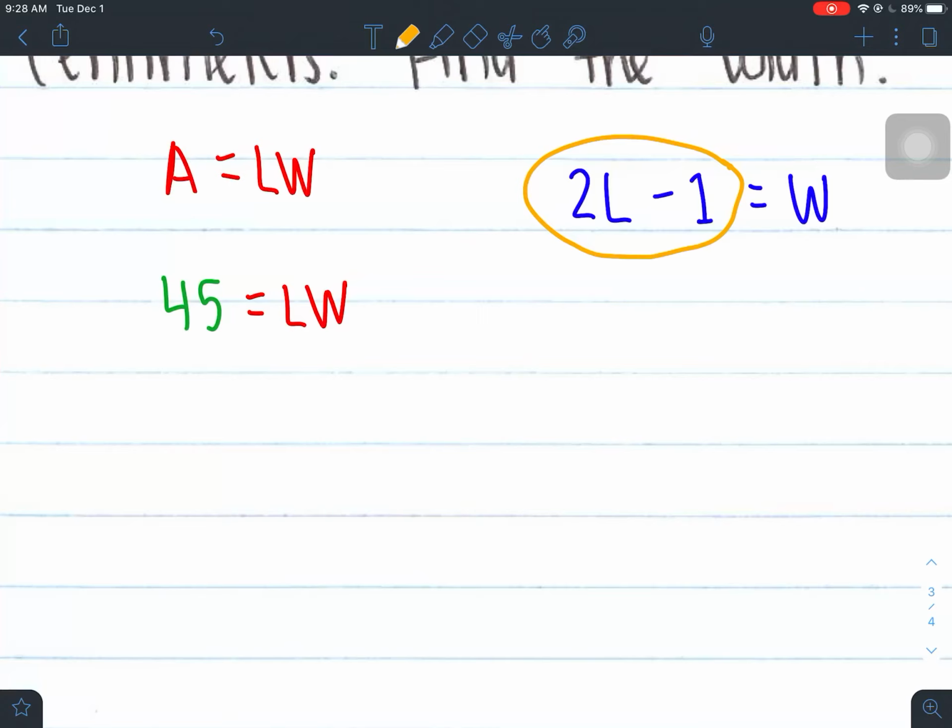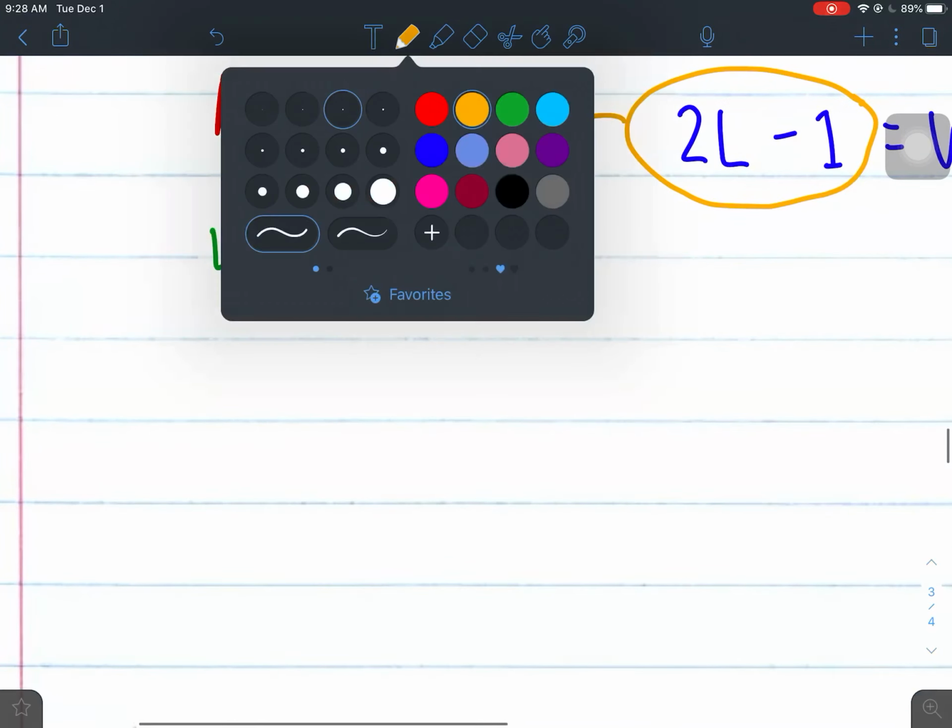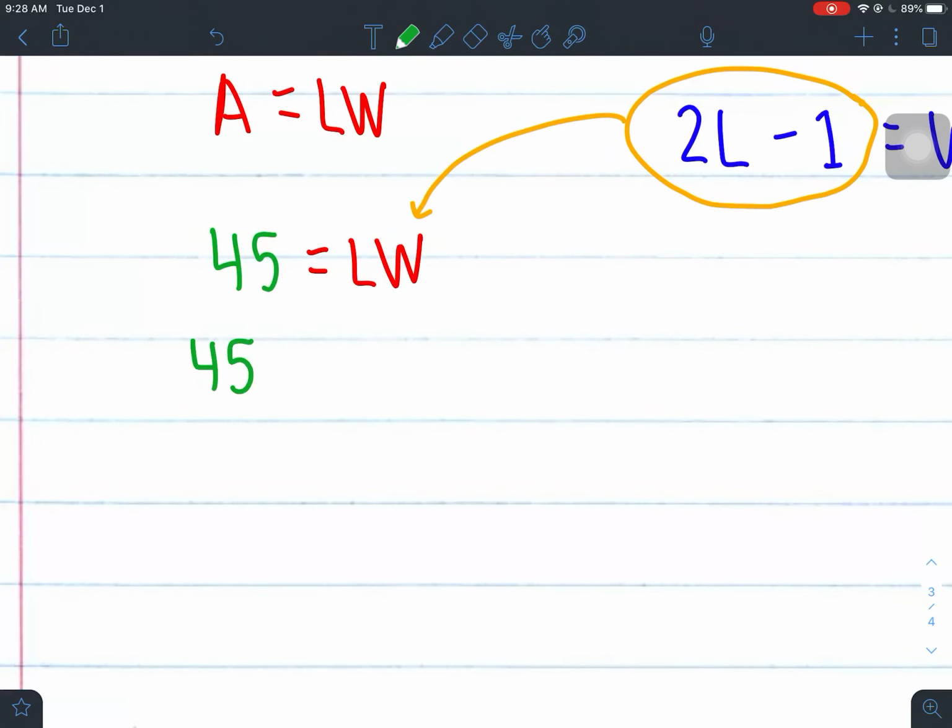You're going to plug that in for what variable? Do you plug it in for L or for W? You're going to plug it in for W. It says W equals that. So W is going to get plugged in this time, okay? So we have 45 equals L, and then in parentheses, 2L minus 1. Remember, you're using substitution, so that W gets replaced with 2L minus 1.